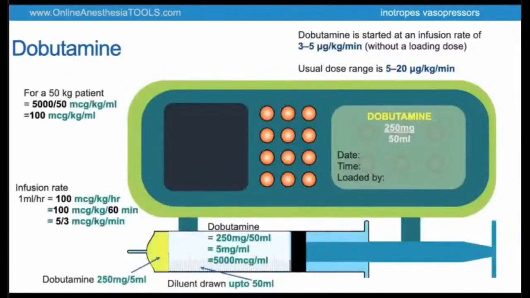Okay, so even who loaded it, we have to mention clearly. So we know that if 6 ml per hour is going on, we can immediately understand that 10 micrograms per kg per minute is going on.